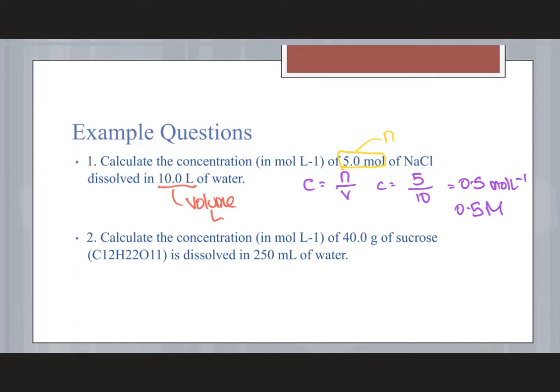In number 2, we've been asked to calculate the concentration in moles per litre of 40 grams of sucrose. So we'll notice here I have a mass, and we're given the formula. Sorry, the formatting has fallen out of this slide. And then we're given a volume. This volume is in millilitres, so I'm going to have to convert that to litres, so 250 times 10 to the negative 3 litres. Always remember to convert straight away.